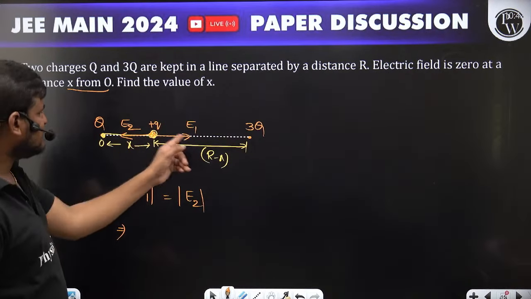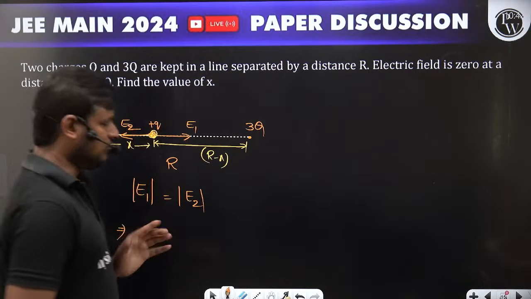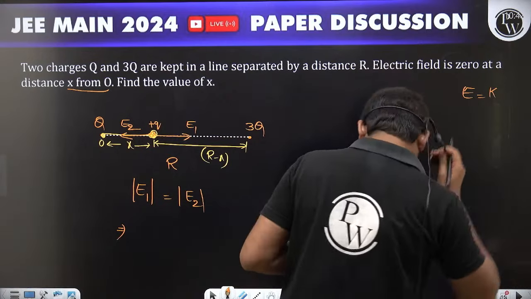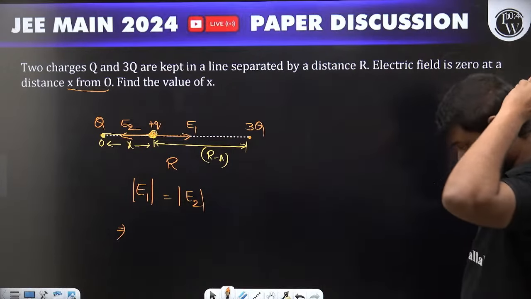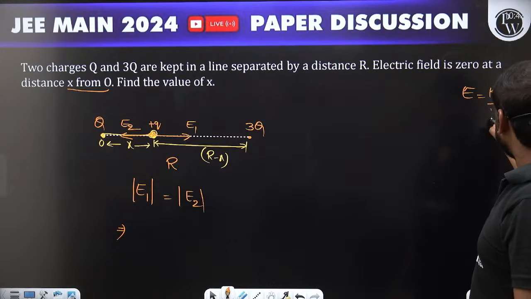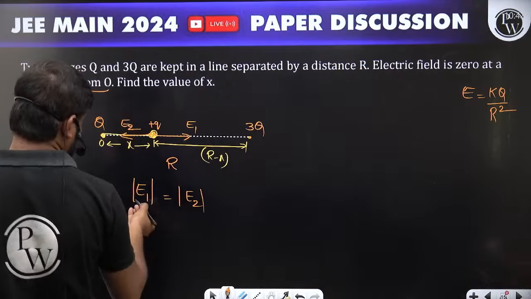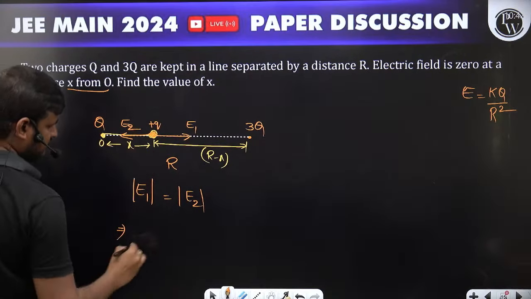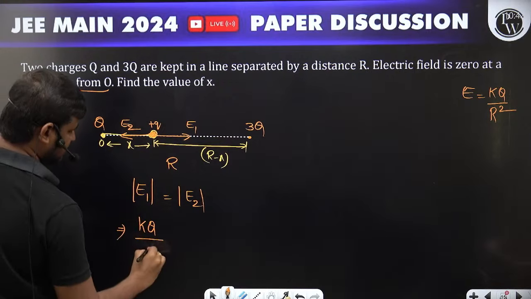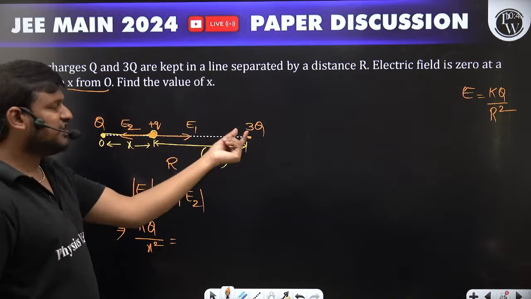So E1 is due to plus Q charge, and E2 is due to 3Q charge. You guys know that the electric field due to a point charge is KQ by R square. Now I can write, E1 is due to the Q charge: KQ by, it is at a distance X, so X square. Whereas E2 is due to 3Q charge.